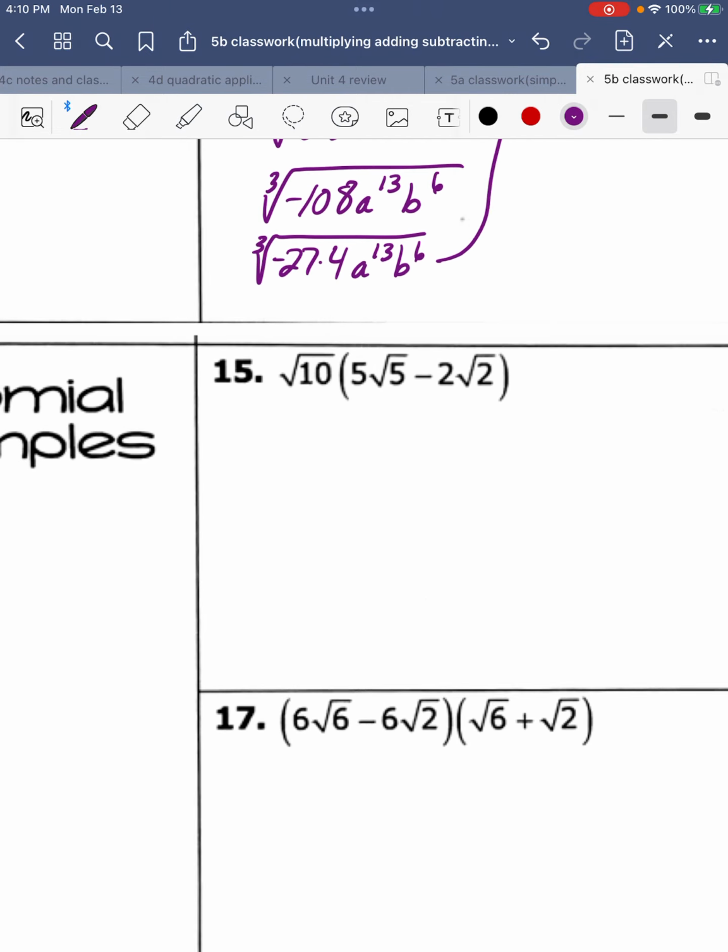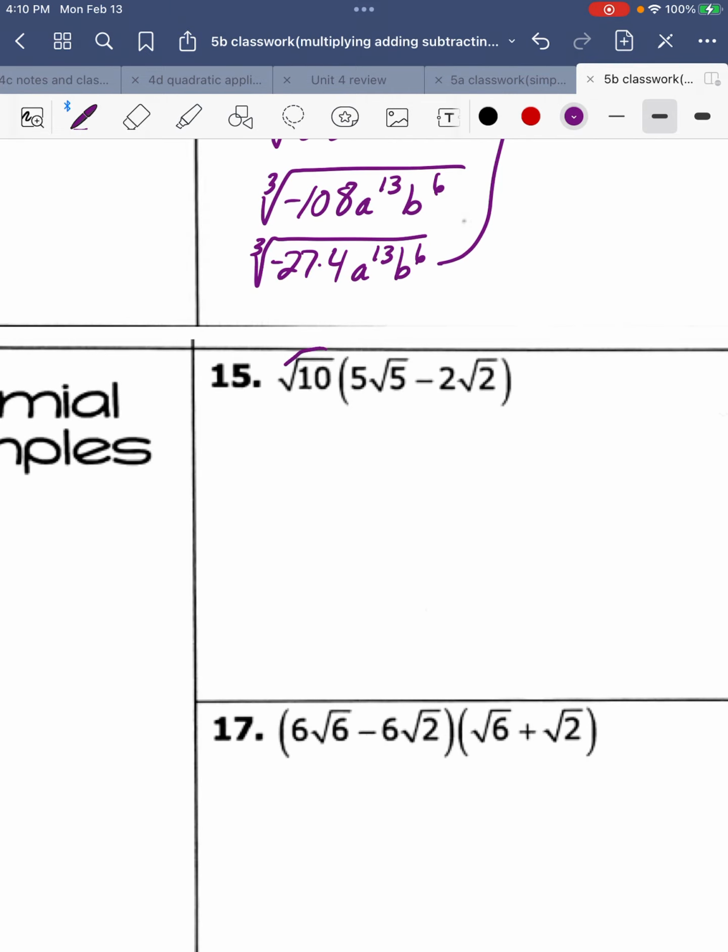All right, now let's look at binomials multiplying out. We have a monomial times a binomial, so we're going to distribute square root of 10 times 5 square root of 5. So you'd multiply the outsides. 1 times 5 is 5. Square root of 10 times 5 is 50. And then square root of 10 times negative 2 square root of 2 is negative 2. Square root of 2 times 10 is 20. So multiplying those two out.